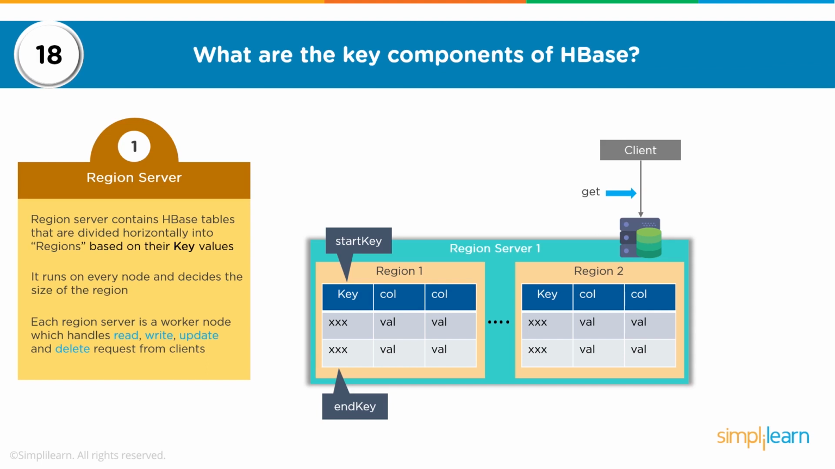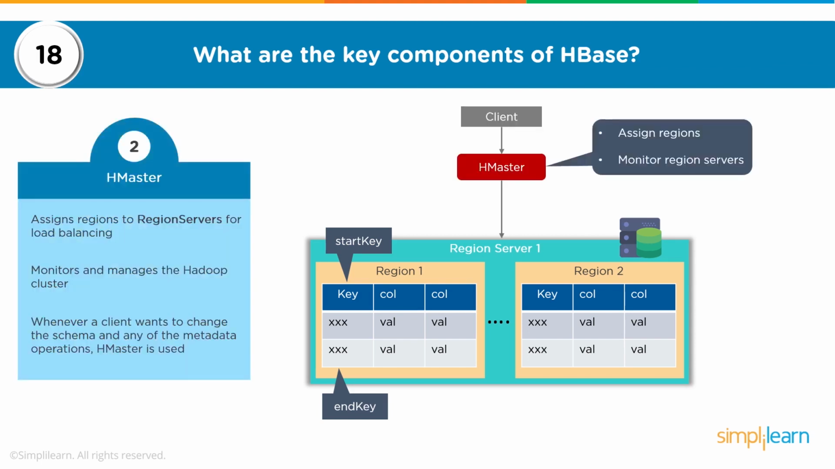So a region server manages these regions on the node where a data node is running. A region server can have up to 1,000 regions. It runs on every node and decides the size of region. So region server, as I said, is a slave process which is responsible for managing HBase data on the node. Each region server is a worker process co-located with the data node, which will take care of your read, write, update, delete requests from the clients.